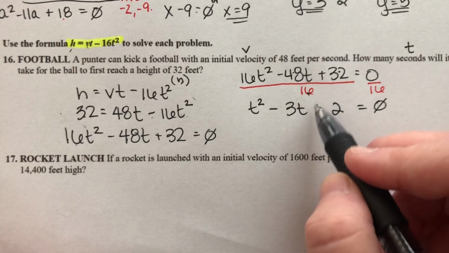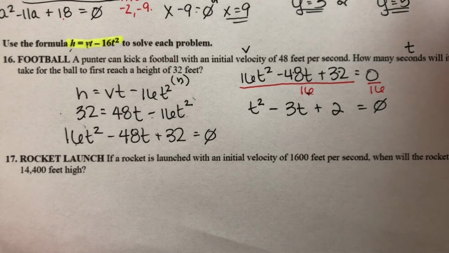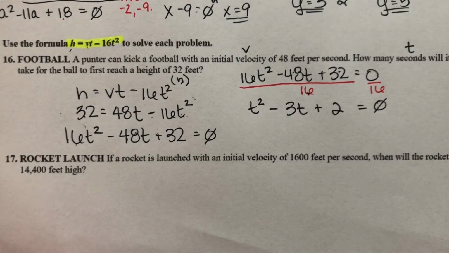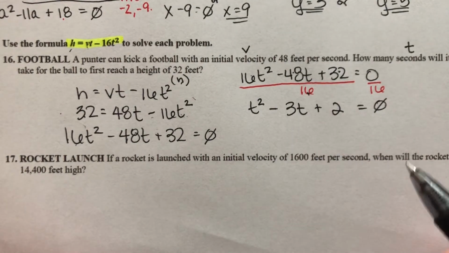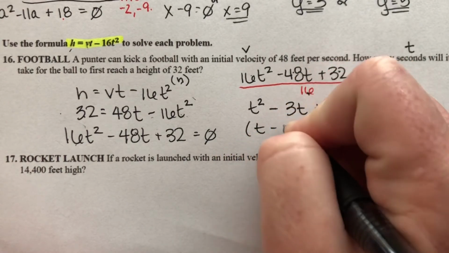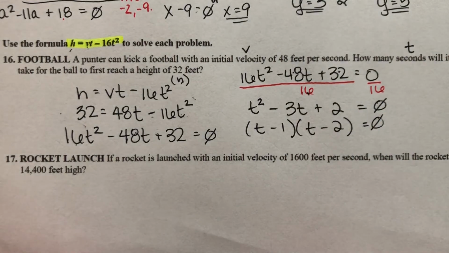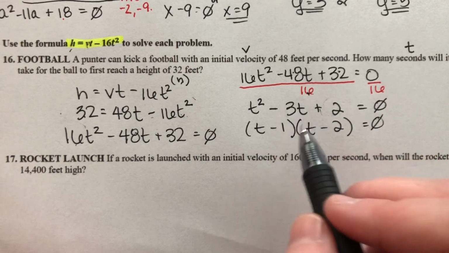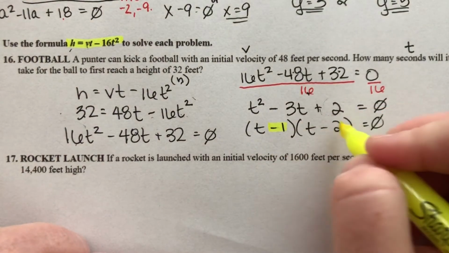What are the factors of positive 2 that add up to negative 3? Well, I know factors of 2 are 2 and 1, right? 2 plus 1 is 3. So how do I get negative 3? Well, I got to make them both negative. Negative 1 times negative 2 is positive 2. Negative 1 plus negative 2 is negative 3. So I get T minus 1 times T minus 2. That making sense? The factors of the last term that add up to the middle term are negative 1 and negative 2. And it doesn't matter which order you write them in.